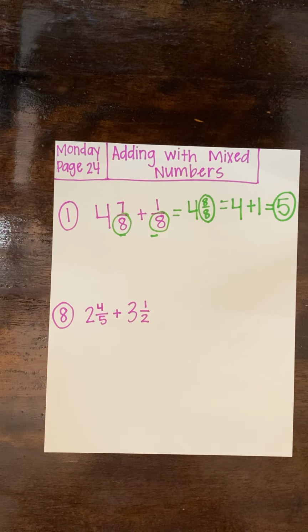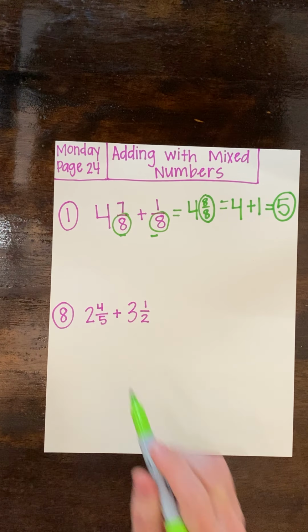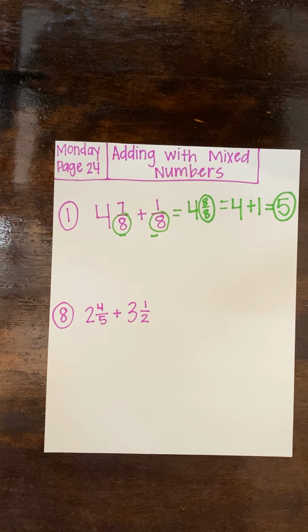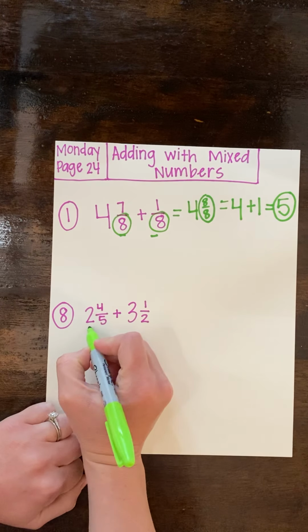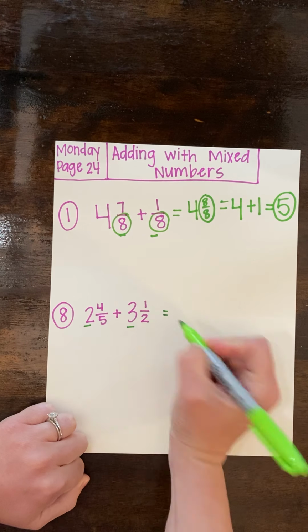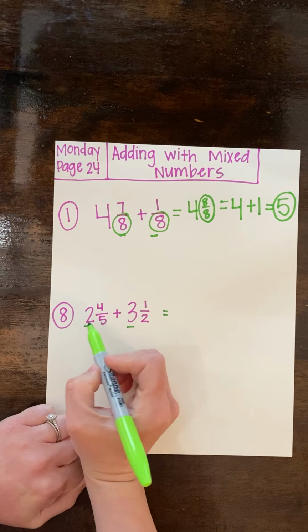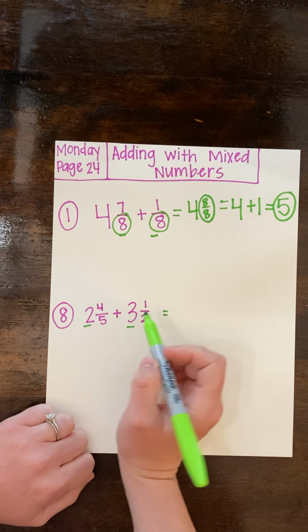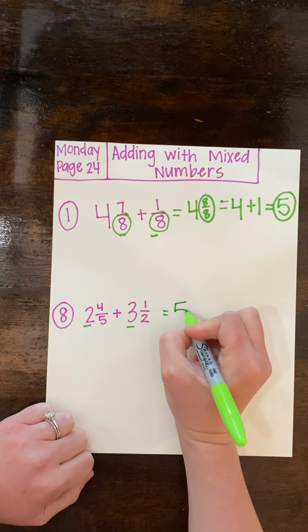Now we have number 8. Number 8 looks different than number 1 did because our fractions are not in the same unit. So number 8, I have 2 4/5 plus 3 1/2. So the first thing I'm going to do is add up my whole numbers. My whole number here is 2. My whole number here is 3. 2 plus 3 is 5.